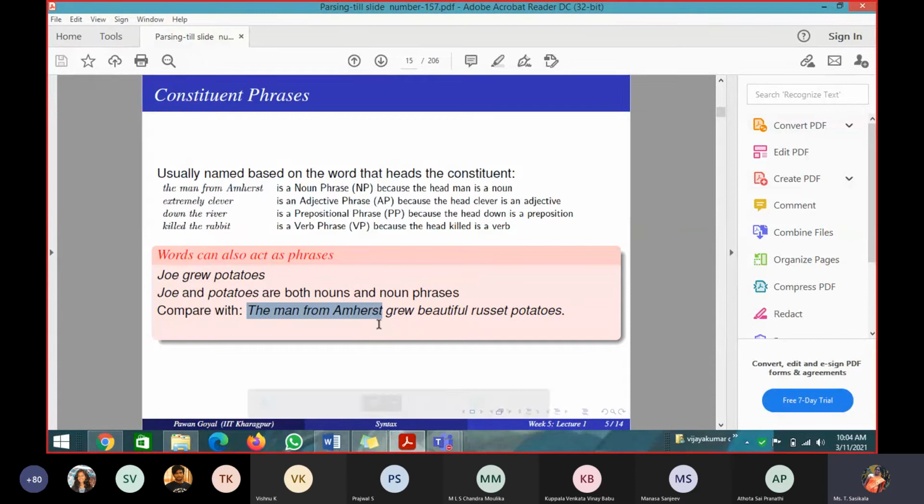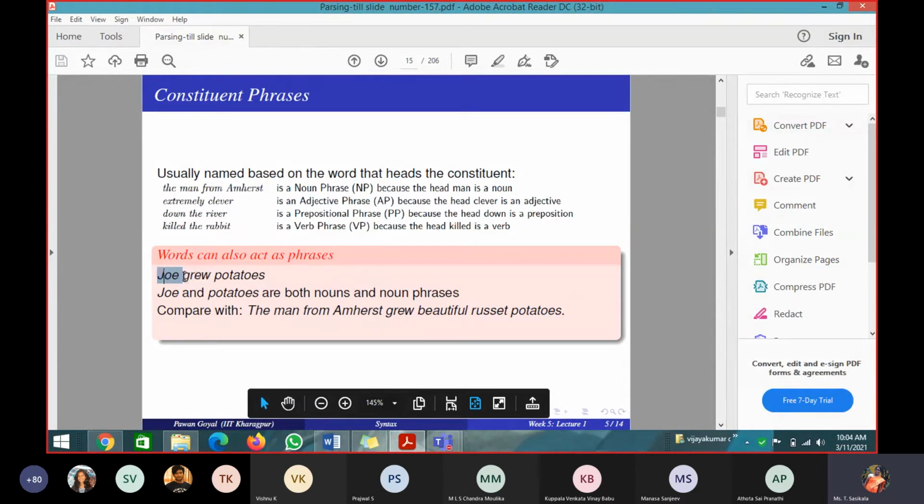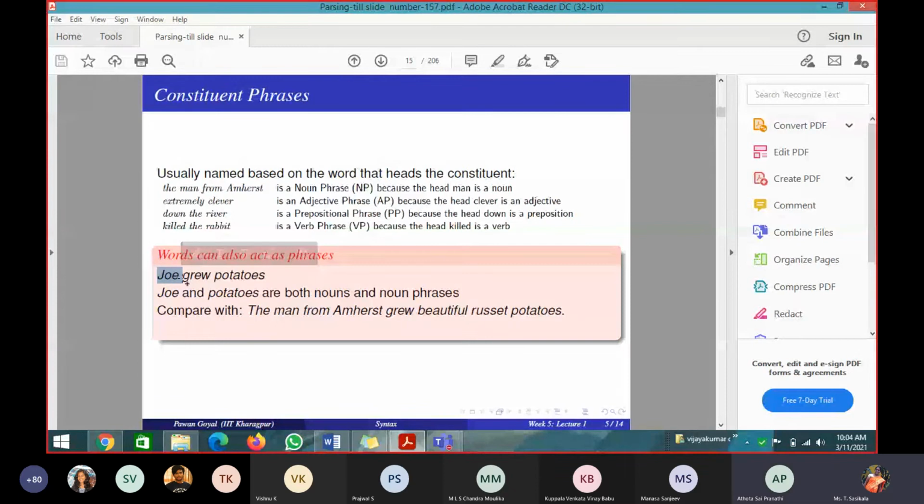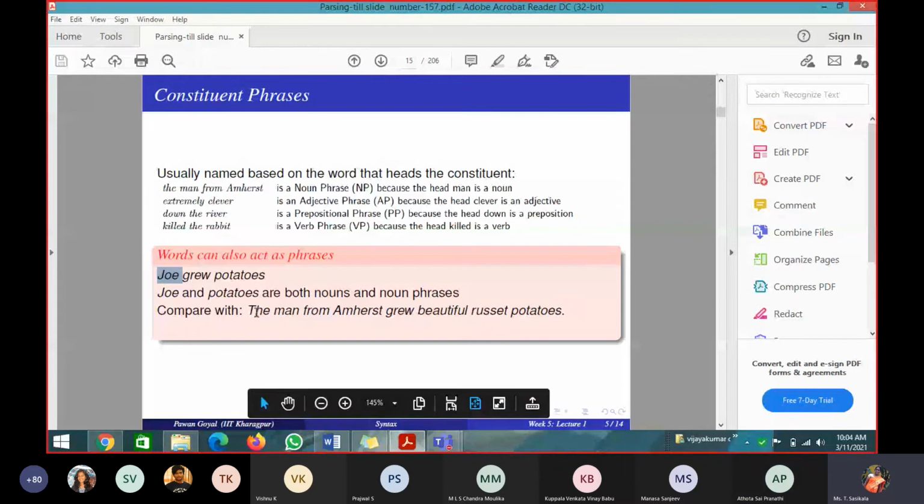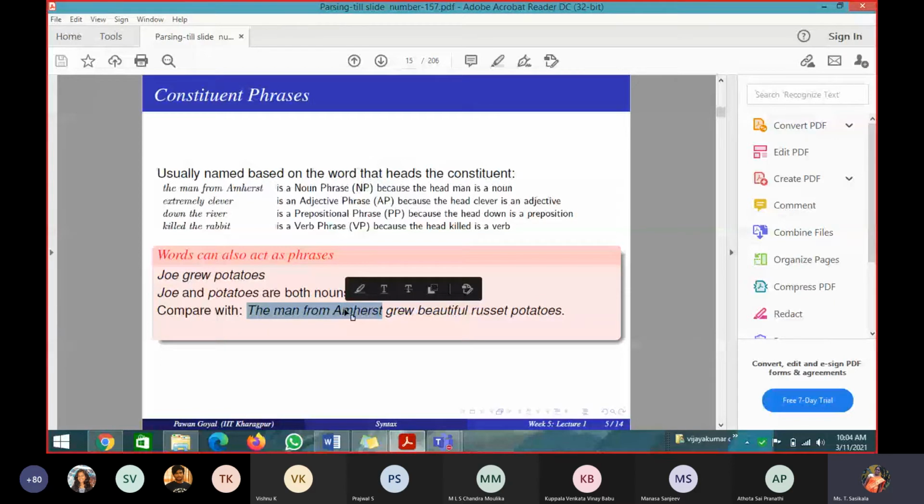Here the larger the words, right? How many words in this noun phrase? Four. But in the previous example, how many words form a noun phrase? Only one. So can you tell me, the larger the words in a phrase, any of the phrases, it gives what? Dash. More meaning. Very good. It gives a better idea about the structure of the sentence and more meaning also.